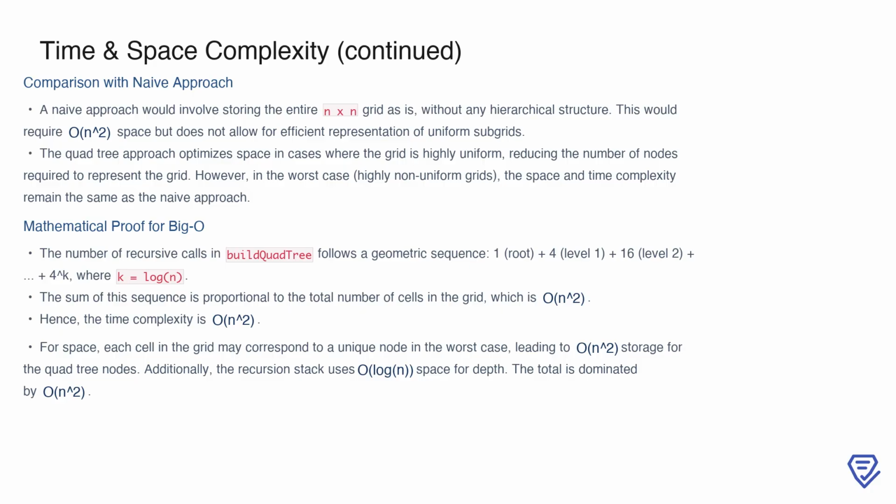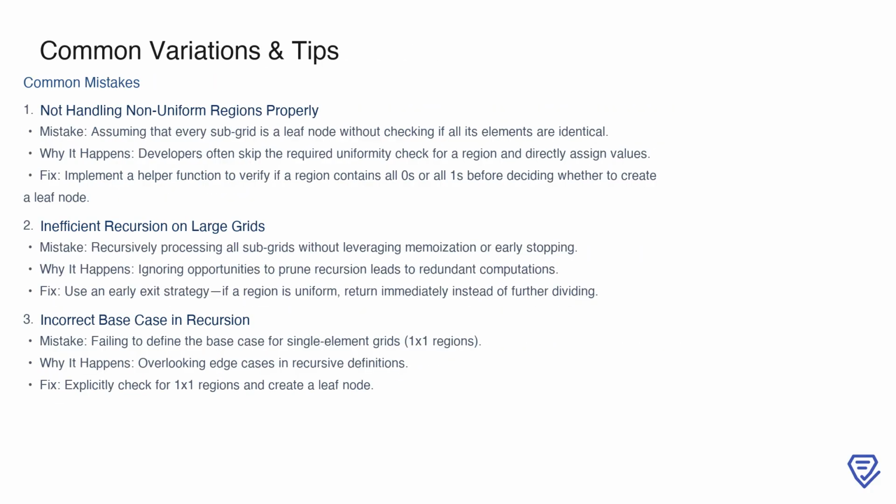This confirms that the space complexity is also dominated by O(n squared) in the worst case. One of the most common mistakes when working with quad trees is not properly handling non-uniform regions. This happens when developers assume that every subgrid is a leaf node without actually verifying if all elements in that region are the same. To prevent this, it's crucial to implement a helper function that checks whether a region is entirely filled with zeros or ones before creating a leaf node.